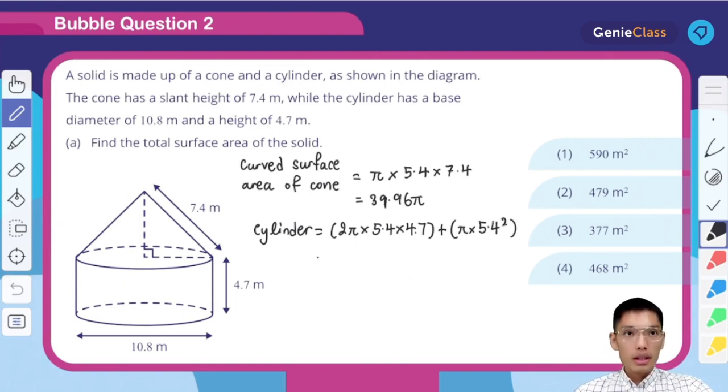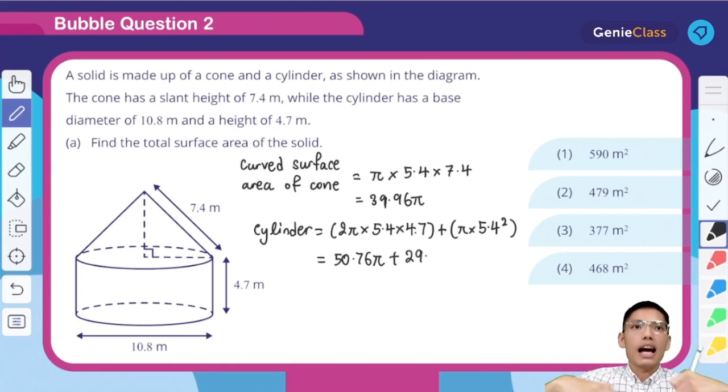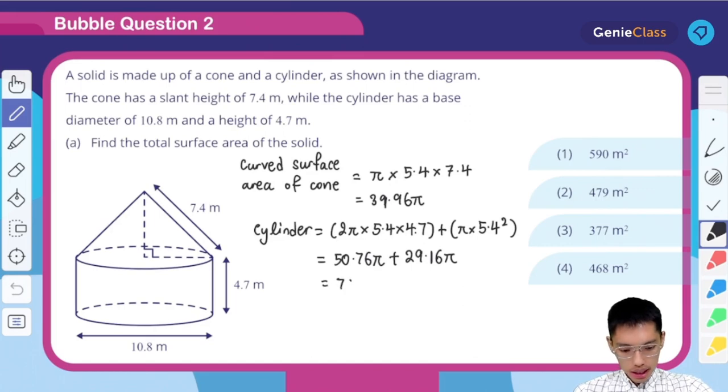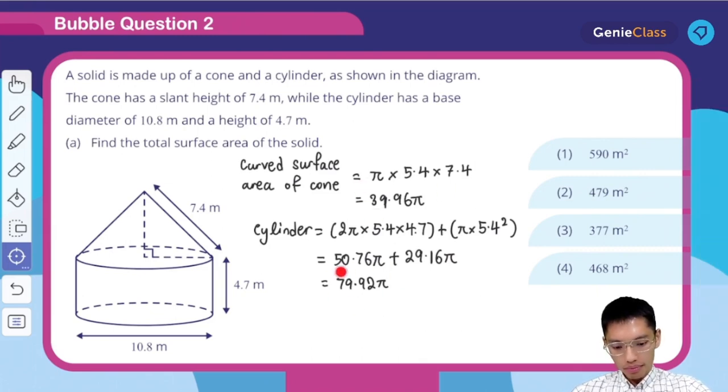Following up nicely, we are going to have the numbers here. I'm leaving them in terms of pi for the greatest accuracy first, because we recall in your workings, we want to have as much accuracy as we can. 29.16 pi, this is equals to 79.92 pi. Lastly, add these two up.